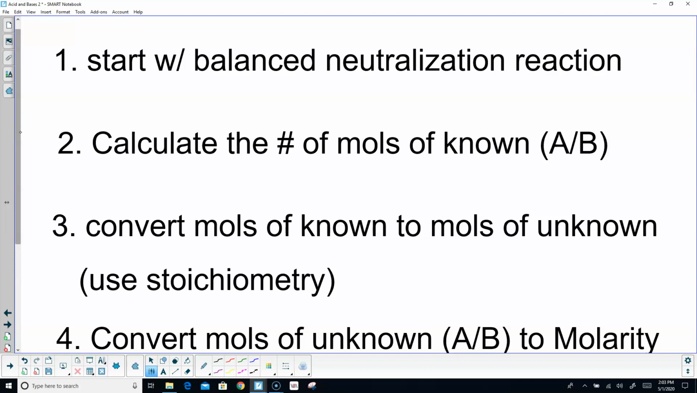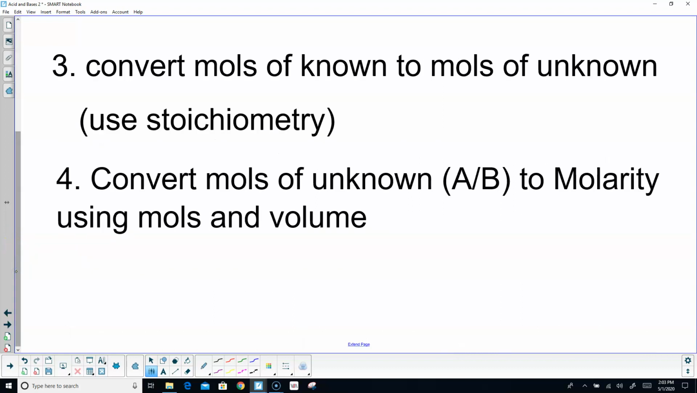Once you know the moles, you can convert moles of the known to moles of the unknown using a mole-to-mole stoich problem, a one-step stoich. And then finally, once you know the moles of the unknown, you know its volume. If you know moles and you know volume, you know its molar concentration. And that's it. So they're actually pretty straightforward.